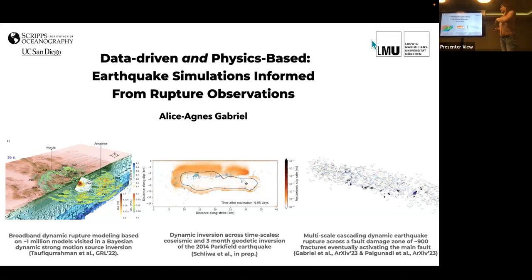So we have here on the left, fully physics-based broadband ground motion modeling from the Amatrice earthquake in Italy, which is based on 1 million dynamic rupture models that were visited throughout the Bayesian dynamic strong ground motion inversion. In the middle panel, you see afterslip evolving. This is a model which is combining co-seismic and three-month geodetic Bayesian inversion for the Parkfield earthquake. That's work in preparation. And we have a multi-scale cascading dynamic rupture simulation, which is modeling volumetric seismicity across a damage zone, which is eventually activating a main fault earthquake.